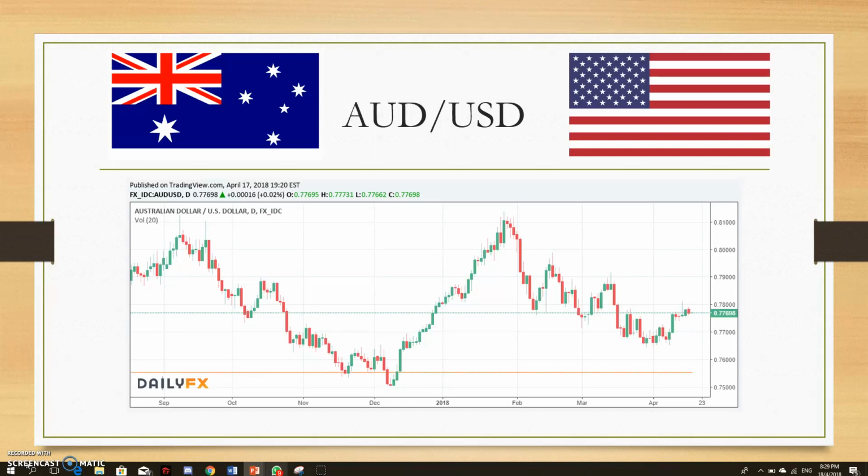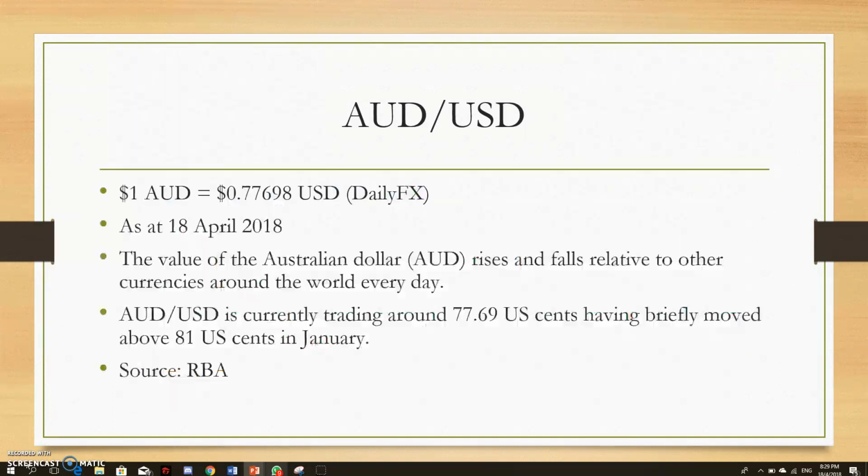Starting off with the Australian dollars, referring to the graph above provided, it is observed that Australian dollars was appreciating against US dollars in early 2018 and started to depreciate from February of 2018. According to the Reserve Bank of Australia, $1 Australian is equivalent to 0.77698 US dollars as at 18 April 2018.